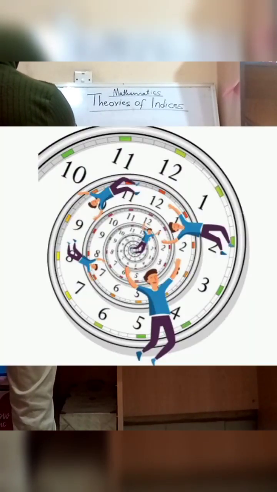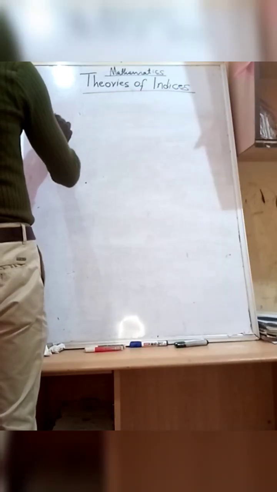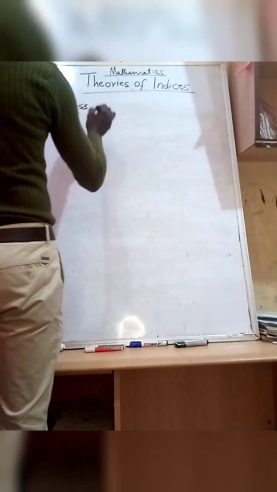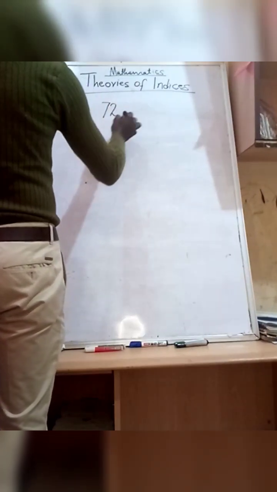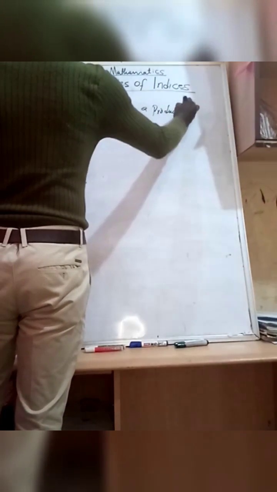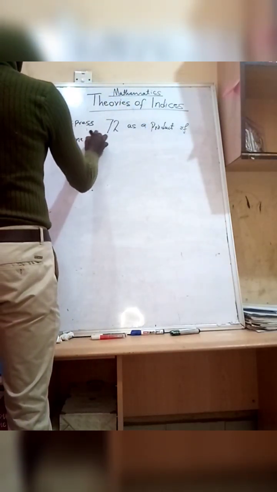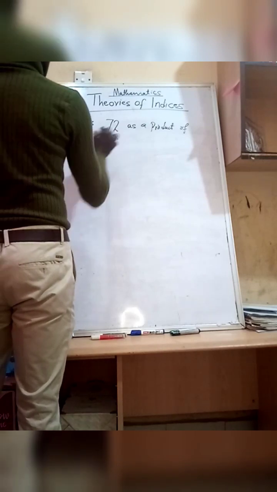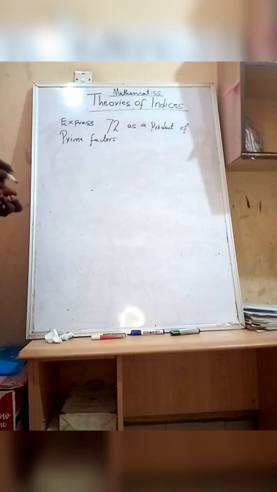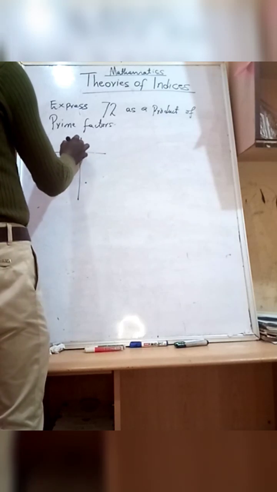I recall when I was in primary, was it 3 or 4? We were given stuff like: express, say, 72 as a product of prime factors. Way back then, our teacher taught us the simplest one, in my own judgment, which is you put something like this. You put the 72 here.